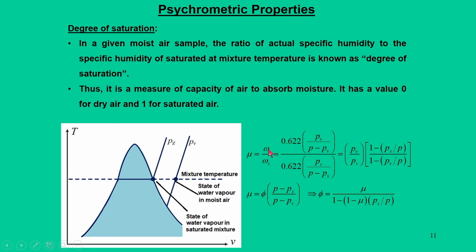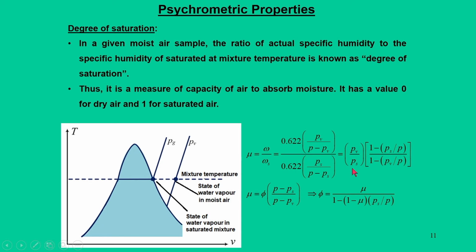So, mu is equal to omega, which is the actual specific humidity, over omega s, that means if the mixture would have been saturated, then it would have omega s. When you put this, we can write their individual expressions, 0.622 Pv. So when you talk about omega, we say it is a vapor pressure. When you talk about omega s, this vapor pressure now becomes saturated pressure. So, it is Ps now.